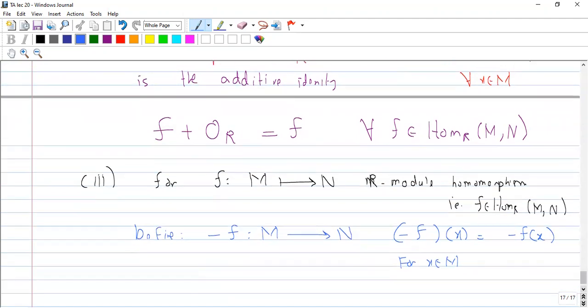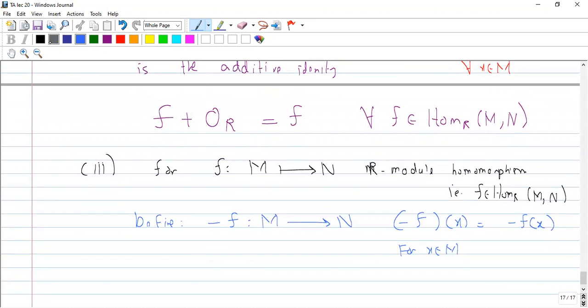So this minus f is also an element of the home. जैसे हमने ऊपर वाले r f को चेक किया था, इसी तरह हम माइनस f को भी चेक कर सकते हैं.